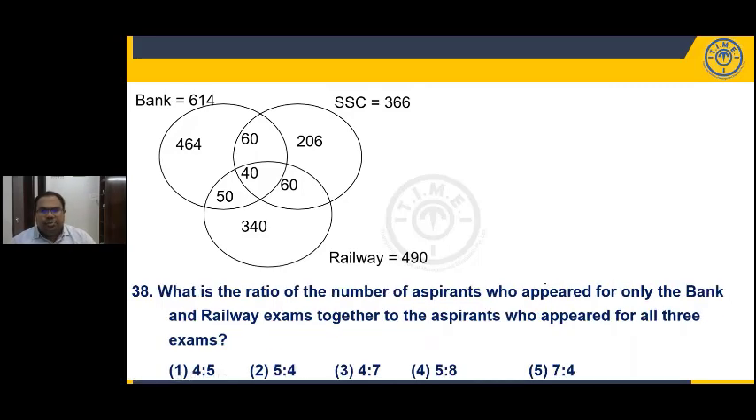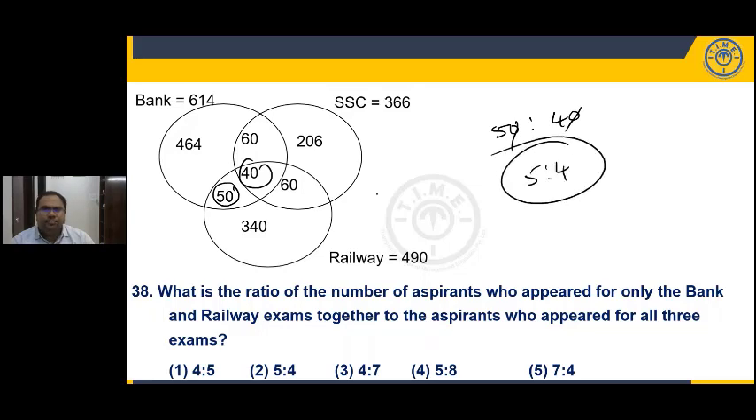Ratio of number of aspirants who appeared for only bank and railway exams together, only bank and railway is 50, to aspirants who appeared for all three is 40. It's a simple question. 50 is to 40, 5 is to 4. Choice 2.